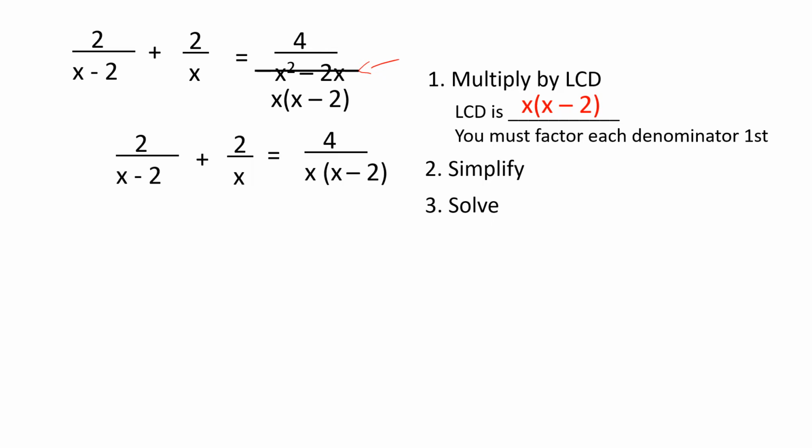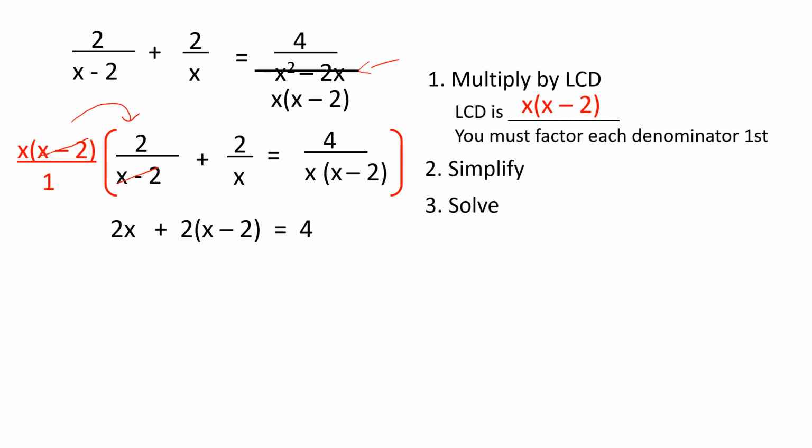So here's our original equation, and now we're going to multiply it by x times the x minus 2. Notice I went ahead and put it over 1 because it's really going to help when we begin to distribute or to do the FOIL. So if I take this times this, this x minus 2 and this x minus 2 cancel out, and you're left with 2x, which is what they've got here on the next step.